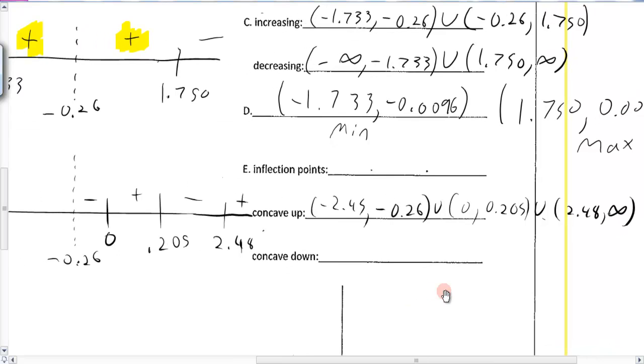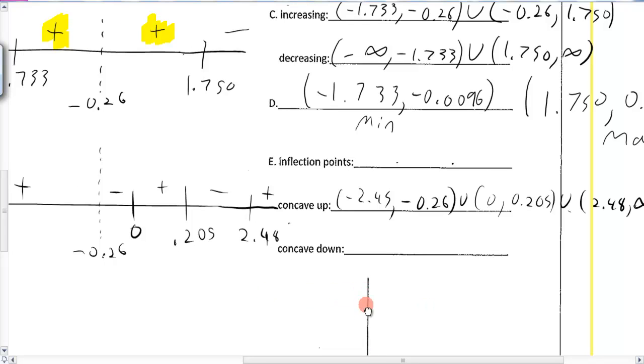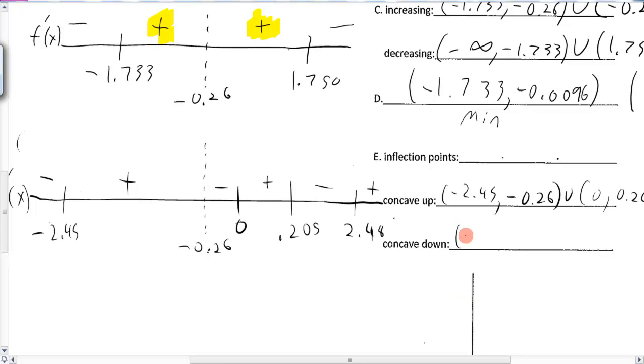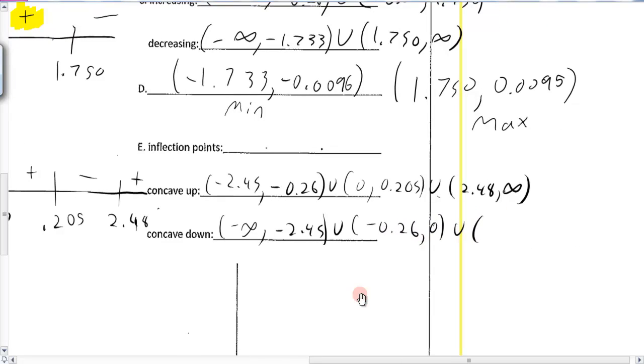And then similarly for concave down, we'll go ahead and fill those in, just looking for our negative regions. So that would go from negative infinity up until negative 2.45, and negative 0.26 up until 0, and finally 0.205 up until 2.48. Fantastic.